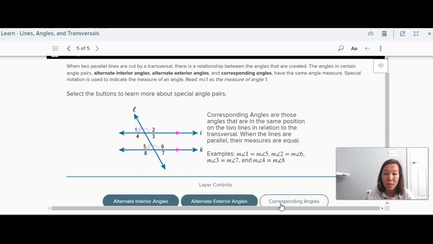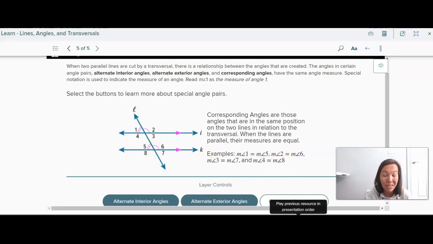Then the other one is corresponding angles. Corresponding angles are in the same position on the same side of the line in relation to the transversal. So like 2 and 6, they're on the same side of the line in kind of the same spot on each of the parallel lines. And 1 and 5 are corresponding angles. 3 and 7 would be another example. They're on the same side of the line in kind of the same position relative to their line that they are on. And then 4 and 8, so you can fill in those boxes there.